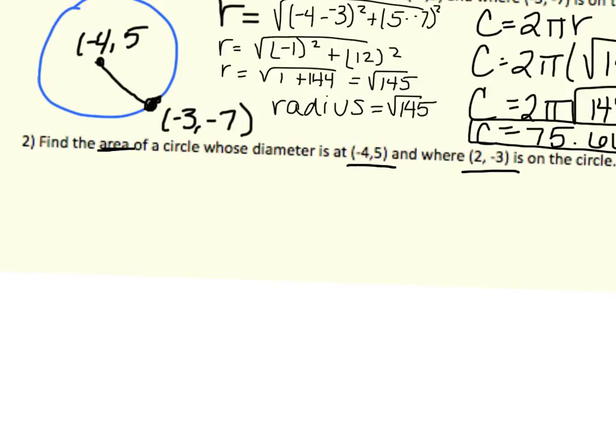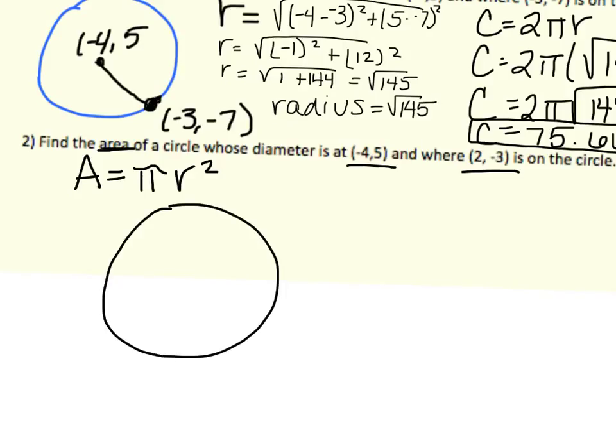All right, number 2, find the area of the circle whose diameter starts at (-4, 5) and ends at (2, -3), so those points are on the circle. I want to find area, so refresh: area is pi times the radius squared. So if I have the circle and a diameter that starts at (-4, 5) and whose other endpoint is at (2, -3), that's a diameter.